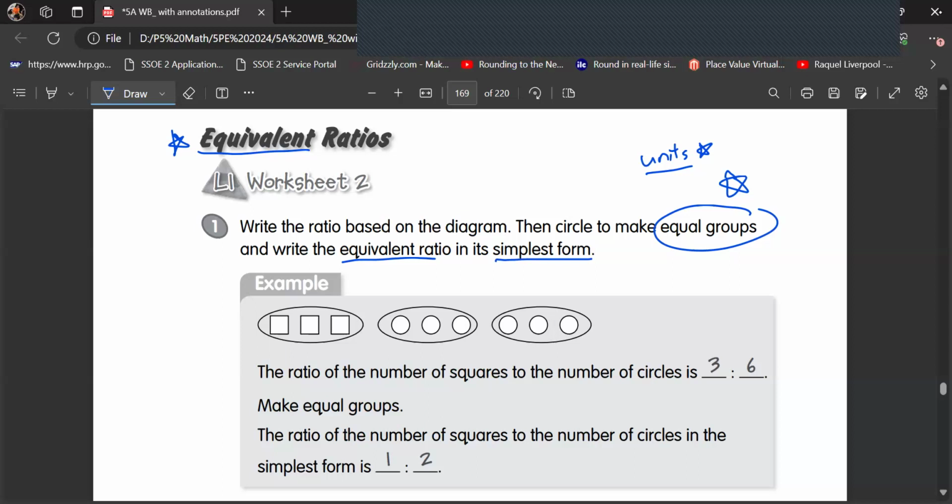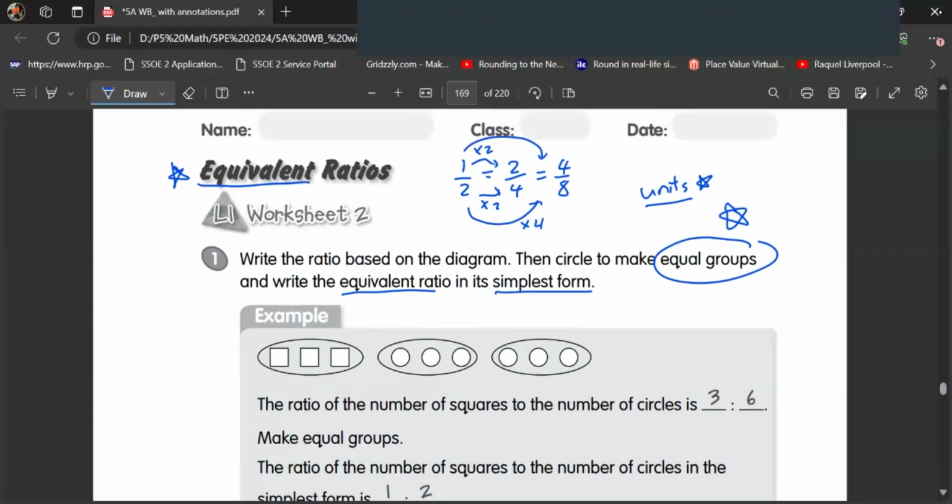So when we learn about equivalent ratios, we can think about why it feels easy: it's because we learned equivalent fractions before. So like half is equal to 2/4 and equal to 4/8. We are able to do this because they have common factors. The same idea is used in equivalent ratio.